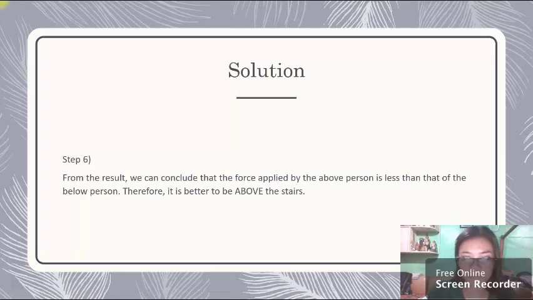So from the result that we have, the force exerted by the top person is 590 newtons, while the bottom person is 1370 newtons. So we can conclude that the person above has exerted less force than the person below. Therefore, it is better to be the one above the stairs.